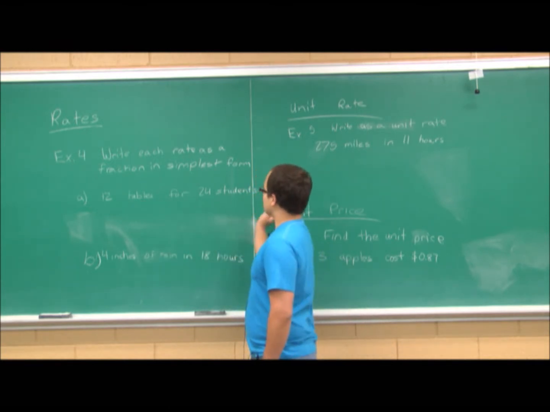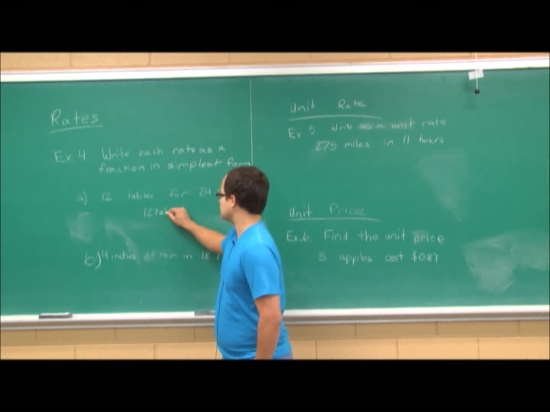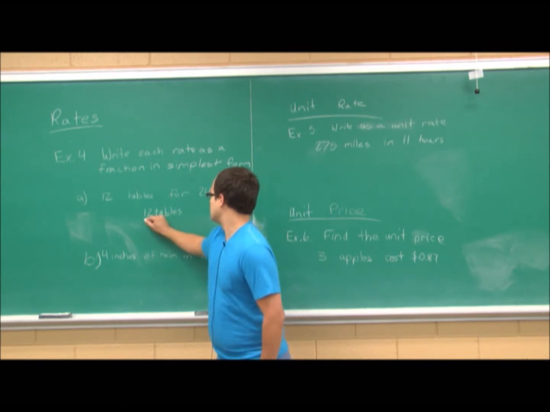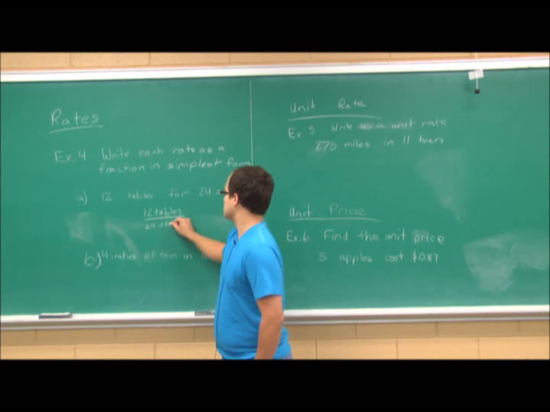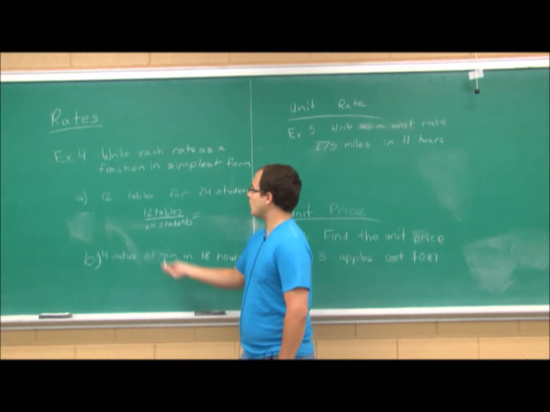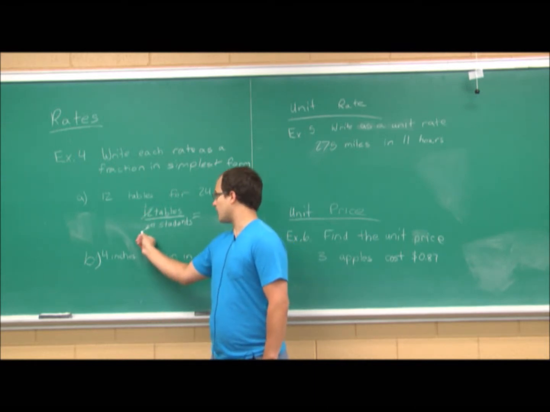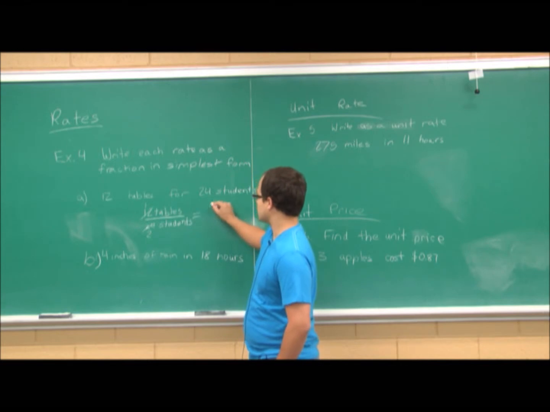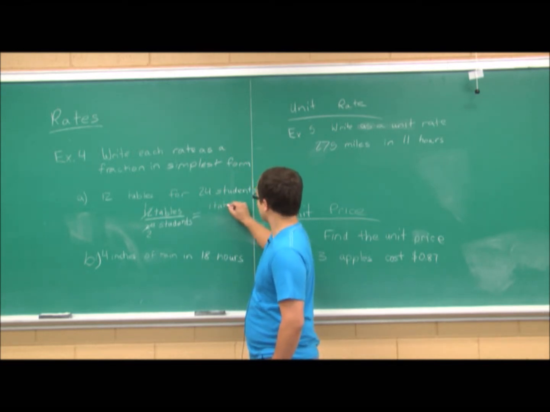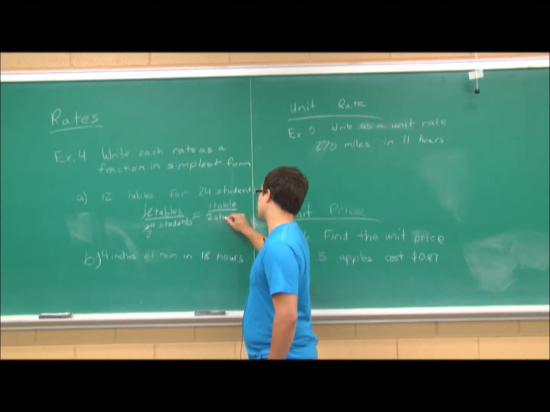So 12 tables for 24 students. 12 tables for 24 students. Well, I know 12 goes into 12 once, and 12 goes into 24 twice. So that means one table for every 2 students in simplest form.